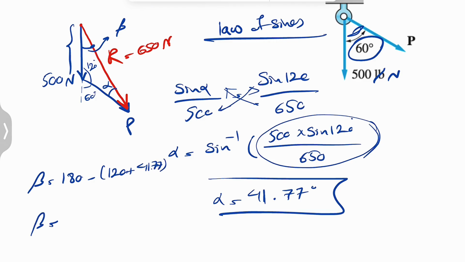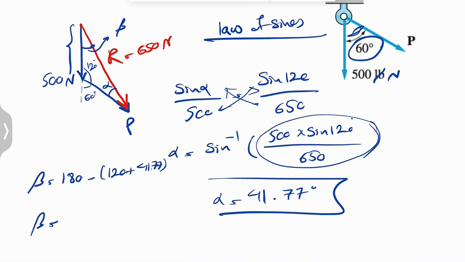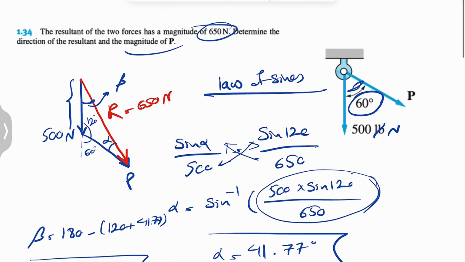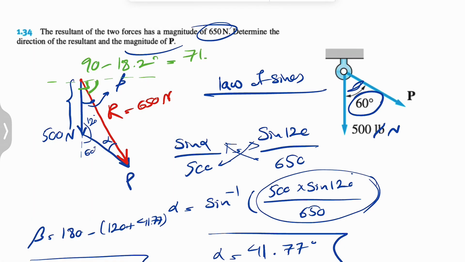So let's just calculate what we get for beta. 180 minus 41.77 plus 120. So beta would be 18.2 degrees. And now we can figure out the angle that R makes with our horizontal, basically this angle, which is the angle that we are looking for. Because this will be a right angle, it is 90 minus 18.2 degrees, which is 71.8, just rounded up.